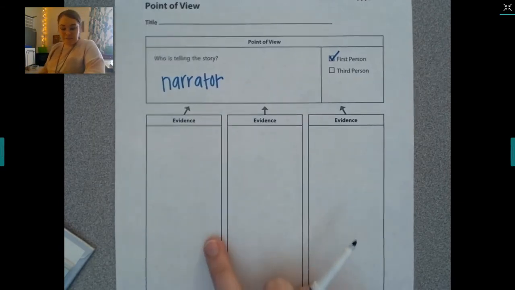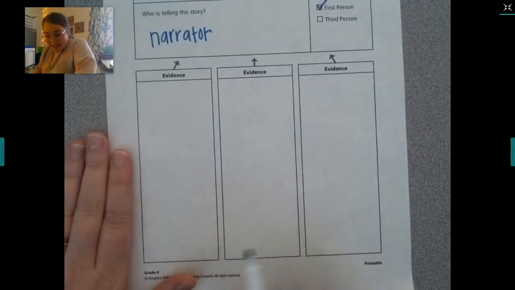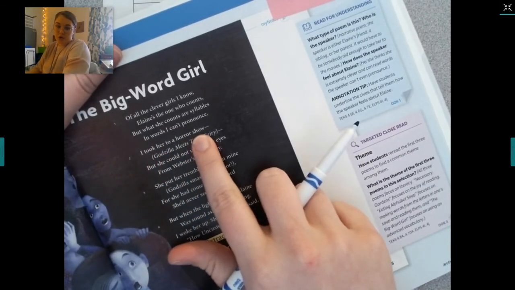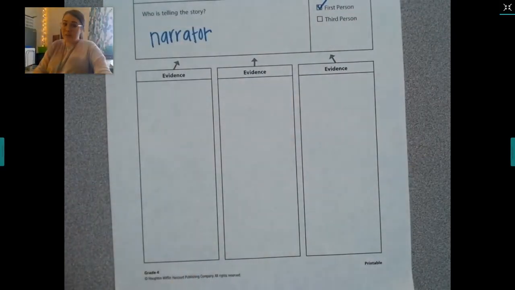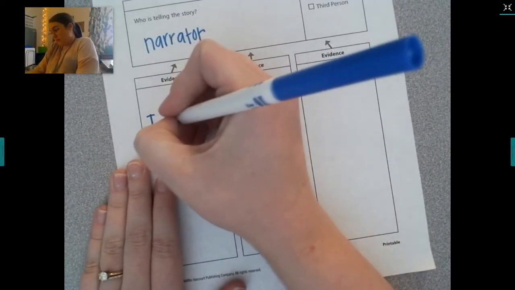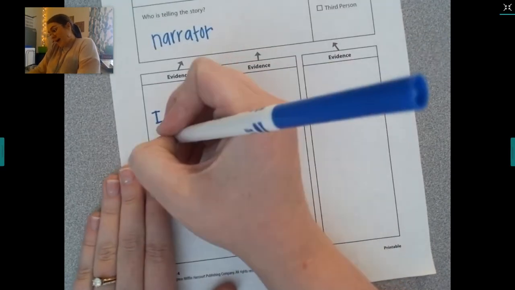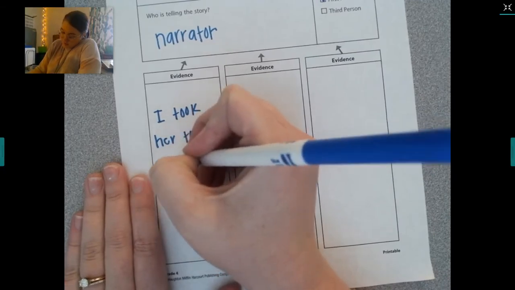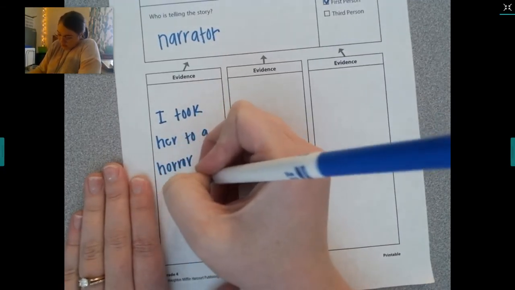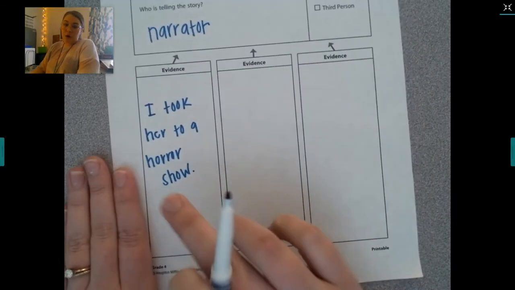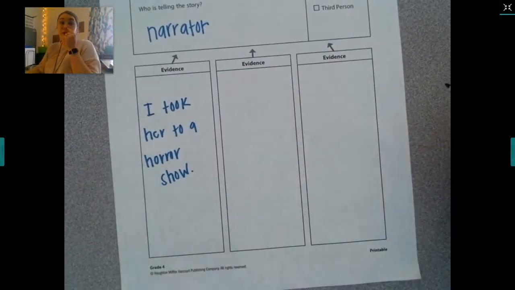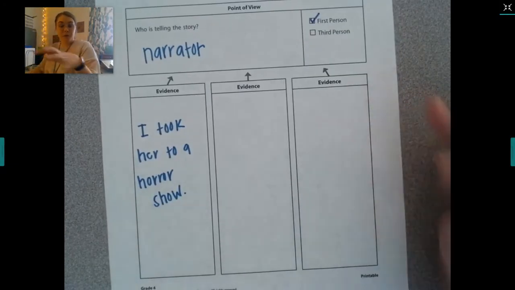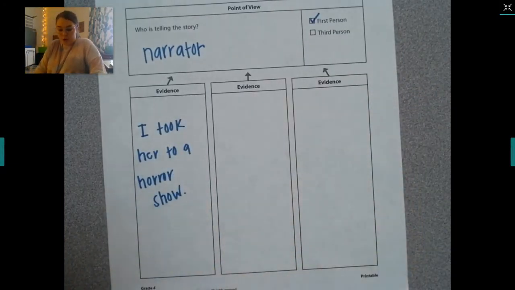How do we know that? Well, it says right here, I took her to a horror show. So that means that she had to have been in the movies with her. So my evidence would be I took her to a horror show. So you have to prove to me 1, 2, 3 ways that you know 100% that this is first person or third person. So I see I took her to a horror show.